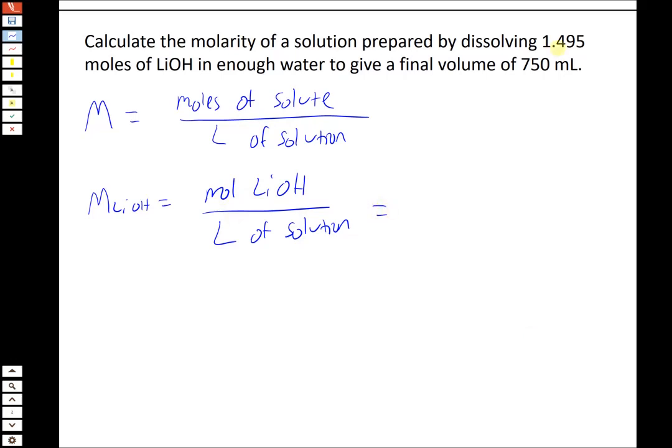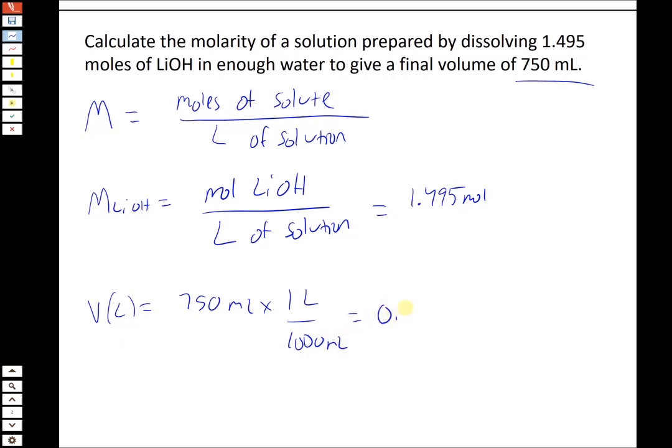In this problem, moles is given to us directly, so it's just 1.495. We don't have to do any calculations for that. And then the liters of solution: we have 750 milliliters, and we have to divide by 1,000 to get liters. You should become good at doing that even in your head, because we need to convert between milliliters and liters often in this part of the course. So it comes out to 0.750, and that's going to go in the denominator here.